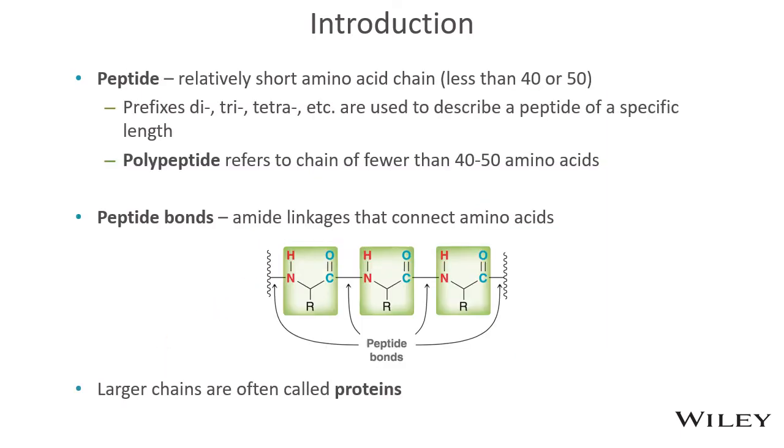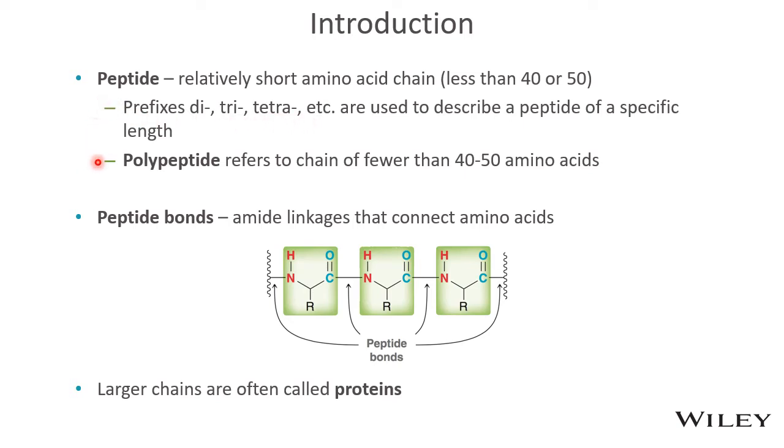A peptide is a term for a relatively short amino acid chain. By short, we mean less than about 40 to 50 amino acids that are linked together. Now we can use prefixes such as di, tri, tetra to describe a peptide of a specific length. So for example, if we have 2 amino acids linked together, that would be known as a dipeptide. 3 would be known as a tripeptide. 4 would be tetrapeptide, etc.